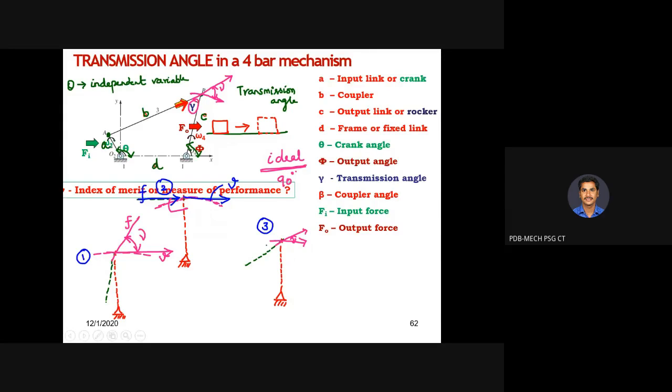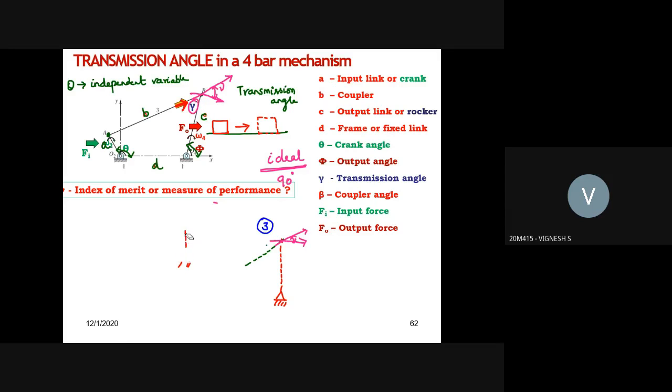It is called the index of merit, or we can call it an index measure of performance. So normally, how do we measure the performance of any system? Say you have an engine, how will you measure performance? Input by output, sir. Output by input. Okay, it is like efficiency.